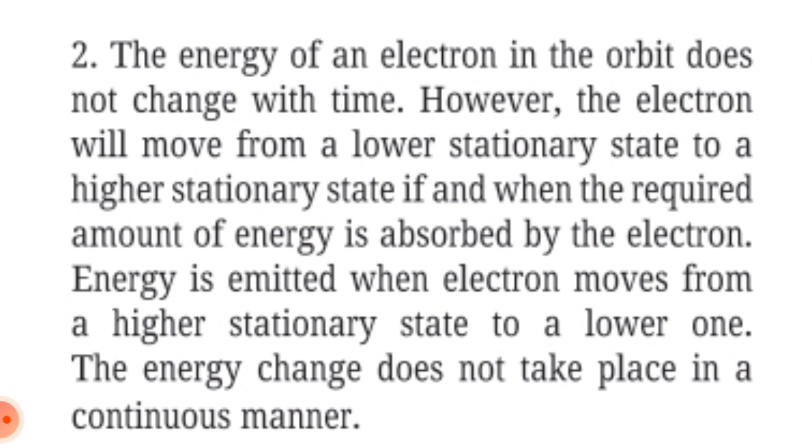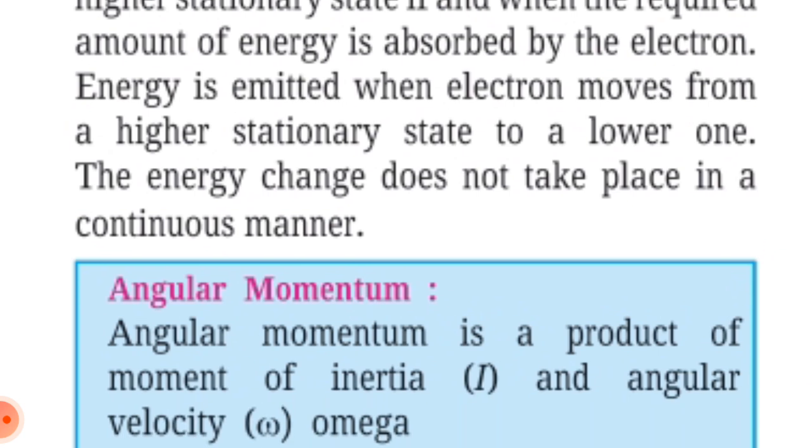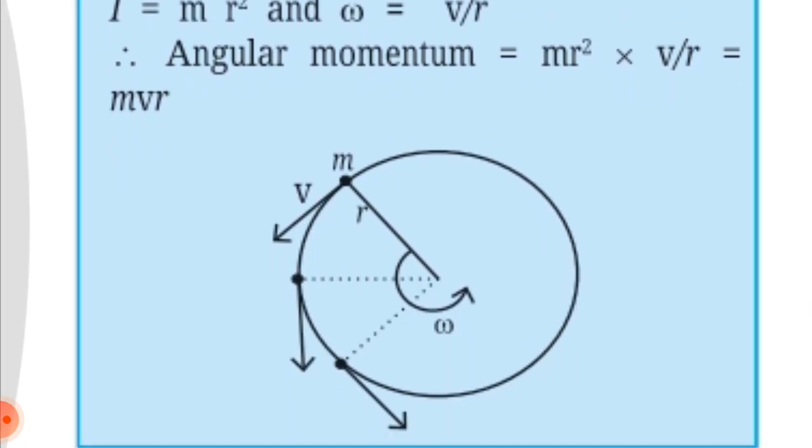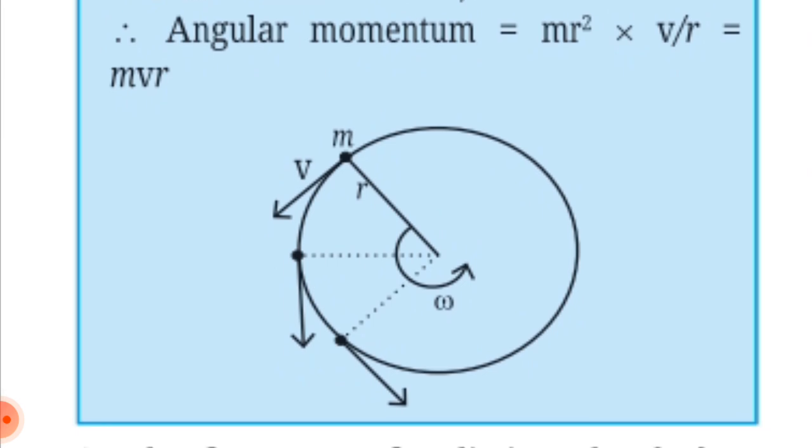The energy change does not take place in a continuous manner. Angular momentum is a product of moment of inertia I and angular velocity omega. Angular momentum is equal to I multiplied by omega, where I is equal to mr square and omega is v upon r. Angular momentum is equal to mr square multiplied by v upon r, which is equal to mvr.